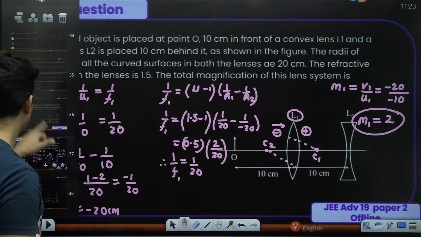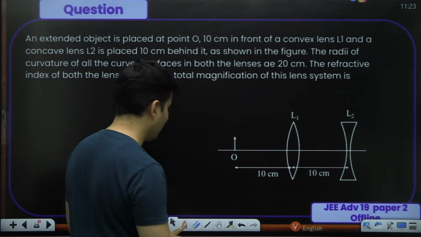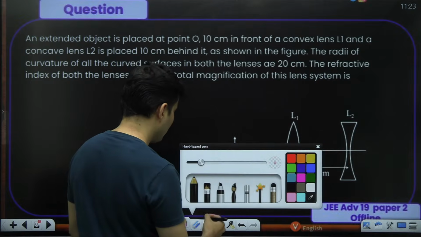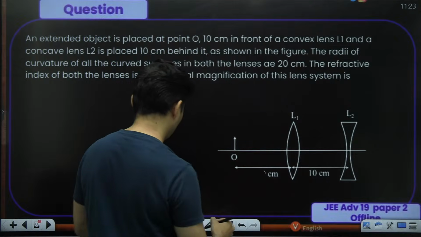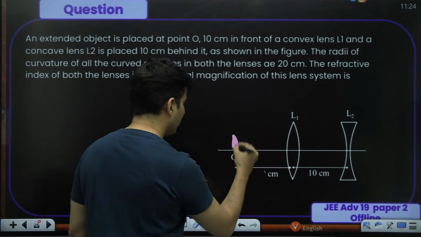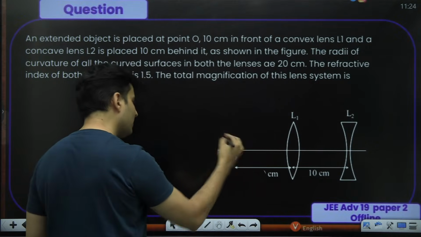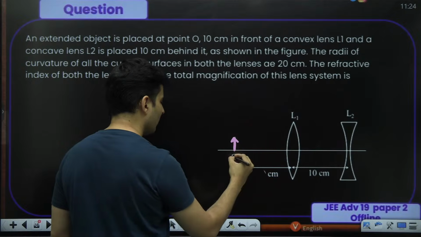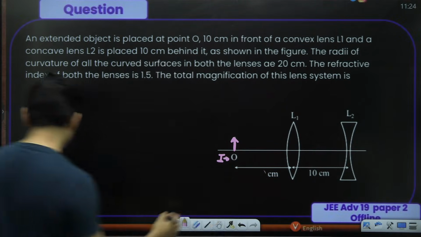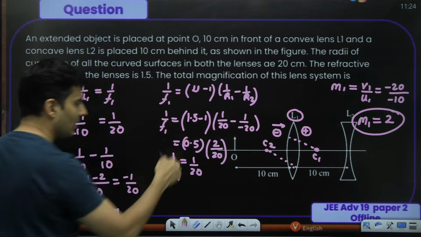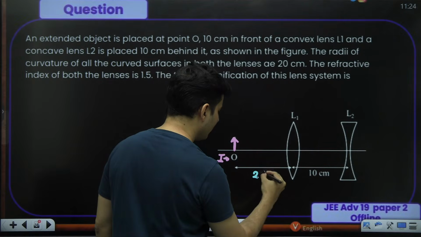Please understand that. Now let's go to lens number 2. Now for lens number 2, what will happen? The object will not be here. It will now be something else. Yes, this distance will change. Now the older object's image will now become the new object. The image will now become the object for this, and this will be at a distance of 20 centimeters. So the image is formed here. So now this distance will be basically 20 centimeters.